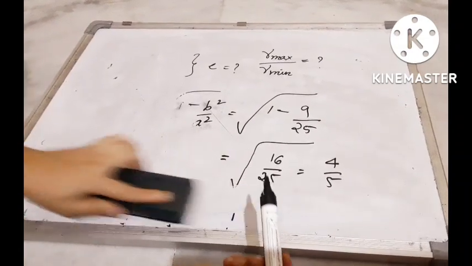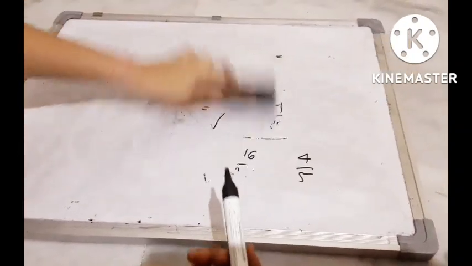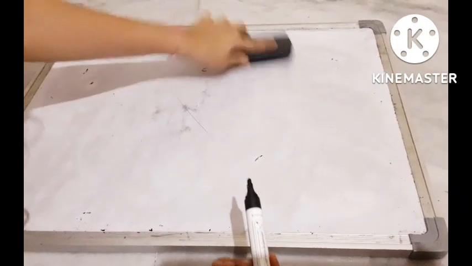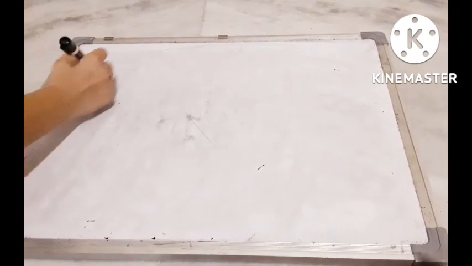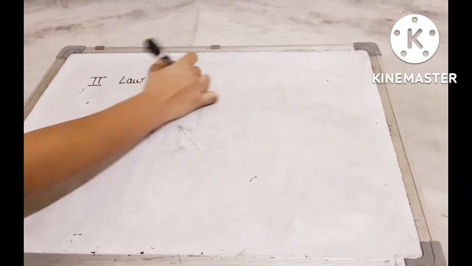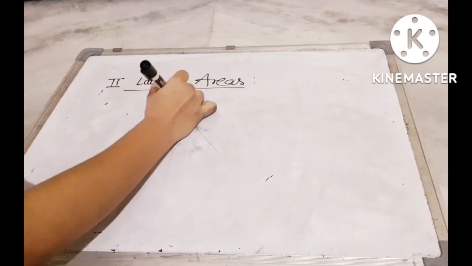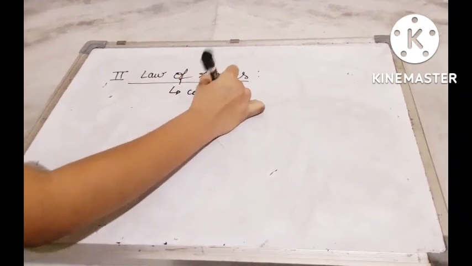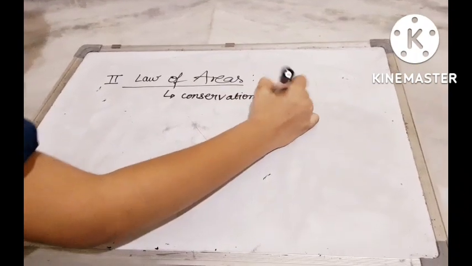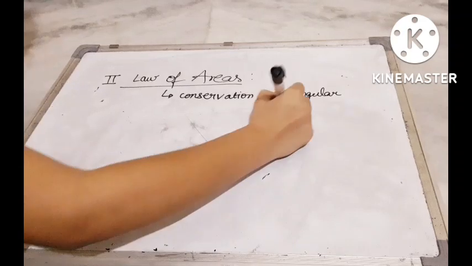Now coming to the second law, which is the law of areas. This law comes from the law of conservation of angular momentum. So here what it states, the second law, law of areas, comes from conservation of angular momentum.